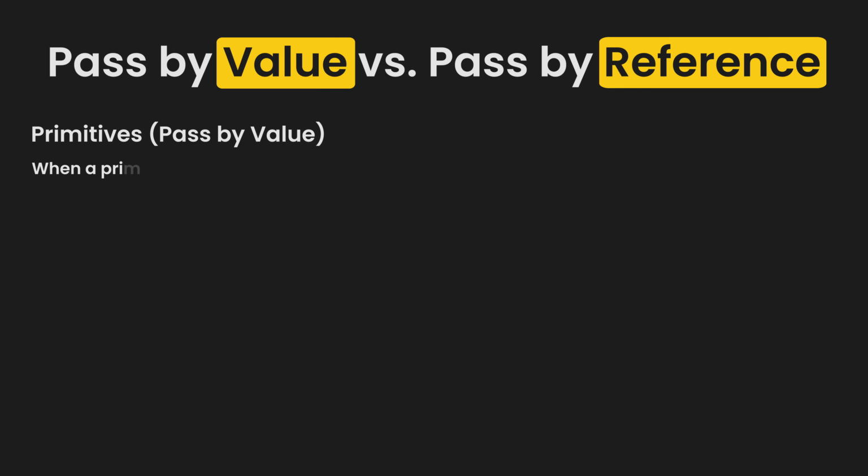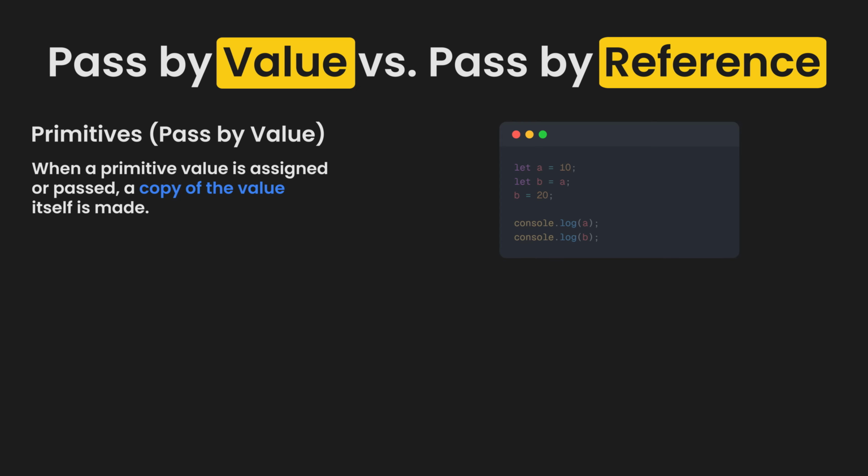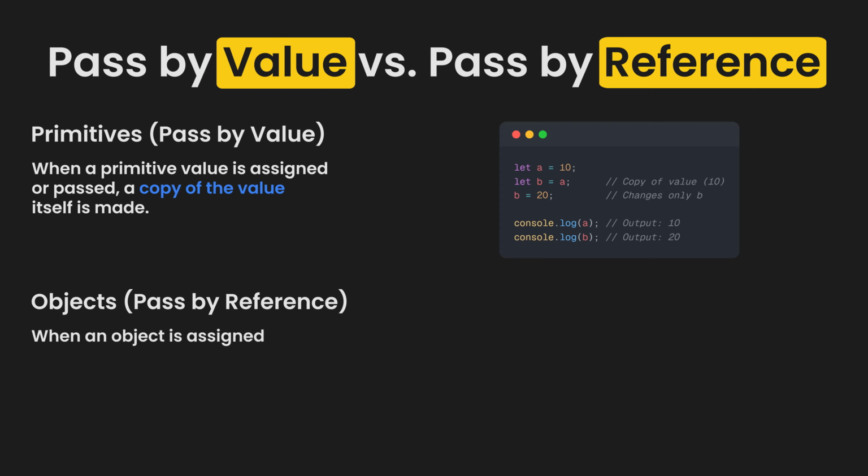This means that when you assign one primitive variable to another, you're literally creating a completely independent copy of that value in memory. We declare let a and assign it 10, then let b takes the value of a. Notice b now has its own copy of 10. So, if we change b to 20, you'll see a remains 10, while b is 20. They are completely independent.